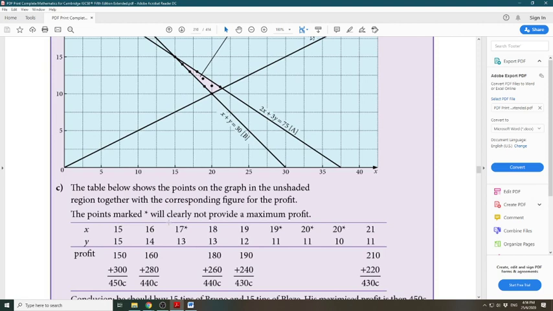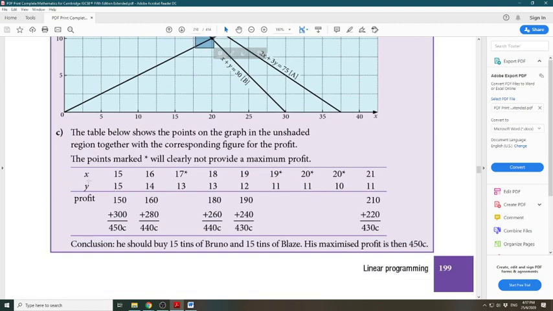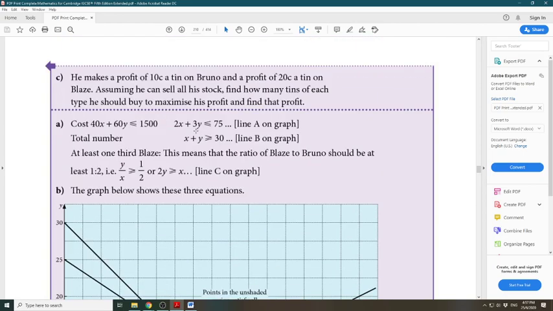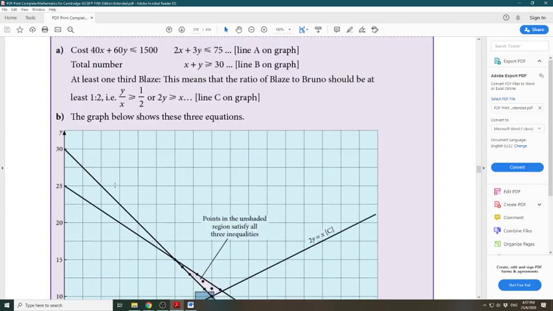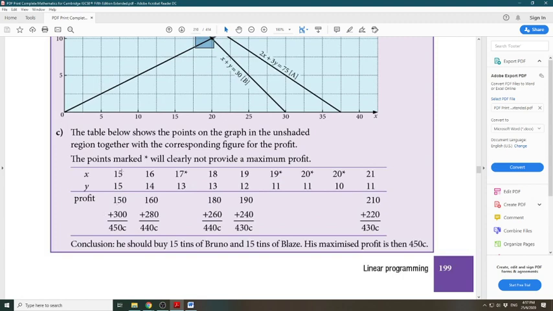Now, why do they say this one will clearly not give you maximum profit? Because it's right in the middle. Usually, your maximum or minimum will always be at the sides. After that, they tell you 10 cents for Bruno, 20 cents for Blaze. So 15 times 10 is 150. 15 times 20, you get 300. So I add together 450. Then the rest I handle. So which one has the most? 450, right? So that means I should buy 15 tins of Bruno and 15 tins of Blaze.